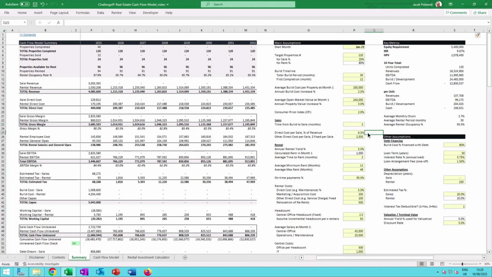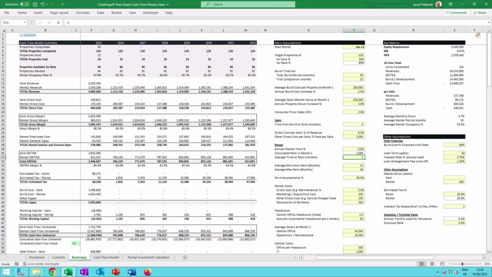Some assumptions around the direct cost. So the cost per sale of the property as a percentage of the revenues, and also a sort of fixed cost per property sold. For example, any legal fees or any other commissions that you may have to include in your model. Then we also have calculations for the rental of the properties. So for example, you have that yield assumption, which then determines the level of rent that you will charge in your month one. And that is linked to your open market value of the properties.